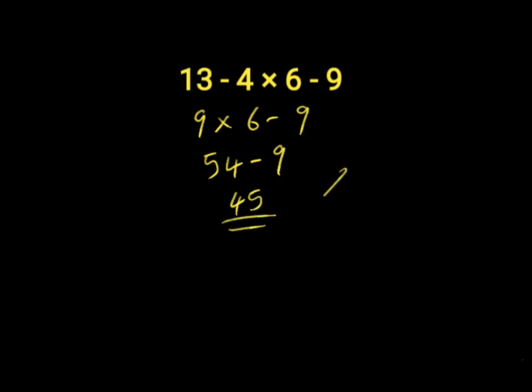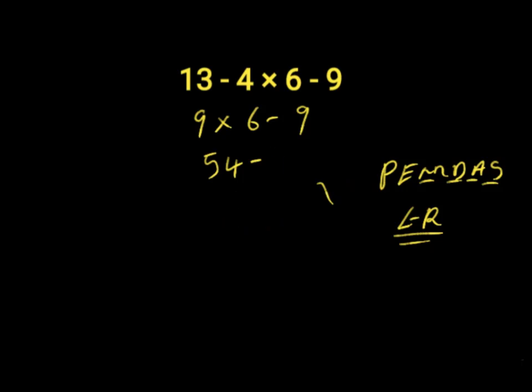45 is the wrong answer to this question because we did not work with the order of operation, which is PEMDAS. In PEMDAS, we have parentheses, exponents, multiplication, division, addition, and subtraction. Multiplication and division have equal priorities, such as addition and subtraction, working from your left to your right in order to arrive at a correct answer. Let us solve the right answer to this question.